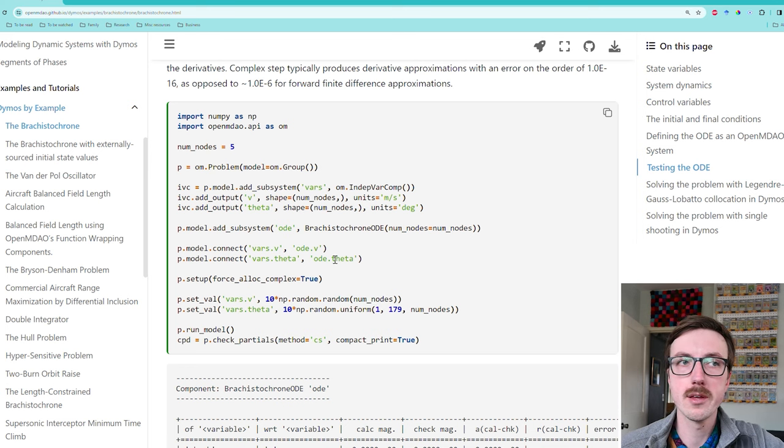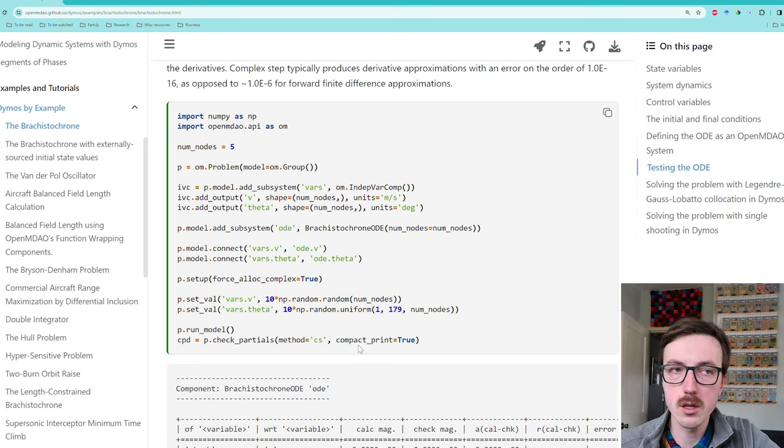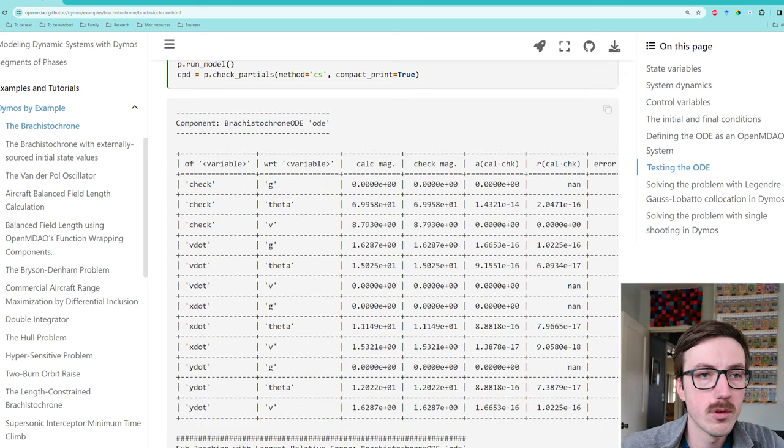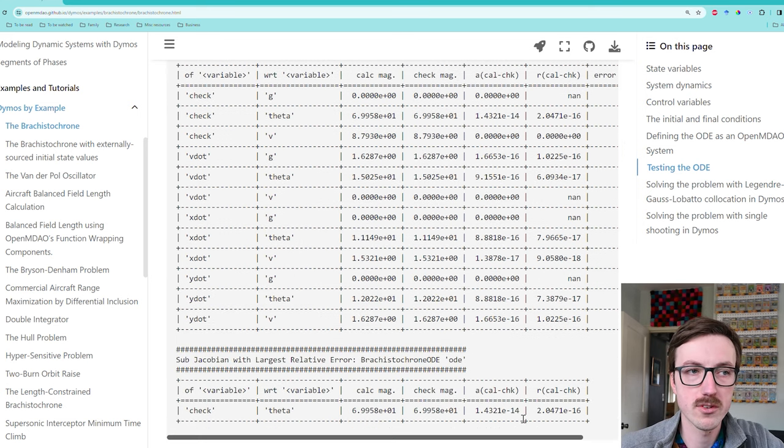So this next code block here is simply instantiating the Brachistochrone ODE and connecting up a few variables so that it's easy to perform this check partials. We use the complex step or CS method to check the partials, and it's checking all of our declared analytic partial derivatives against a complex step or an approximation of it. The neat part about complex step is even though it's quote unquote an approximation, it's very accurate. Okay, we're taking a look here. Everything's basically machine precision. I feel good about these derivatives. I'm not stressing about these.